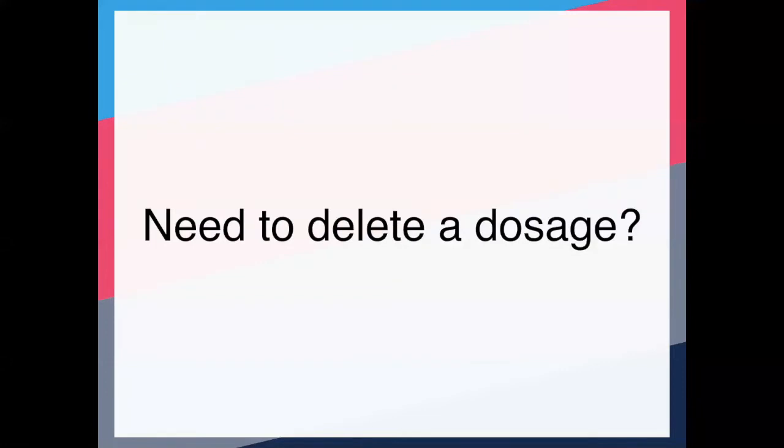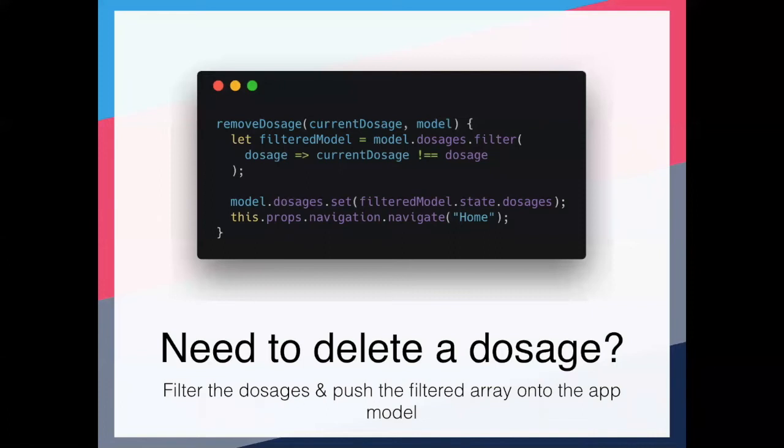So what happens when you need to delete a dosage? Thankfully, it's nice and easy, right? I take the current dosage, I take the model, I filter it down, and I just push the filtered array onto the entire app state, and then I navigate to home.